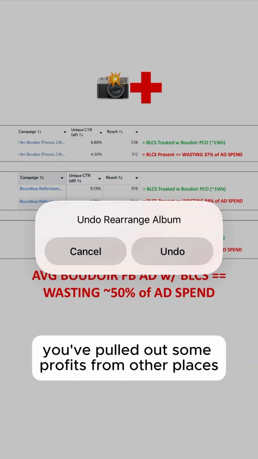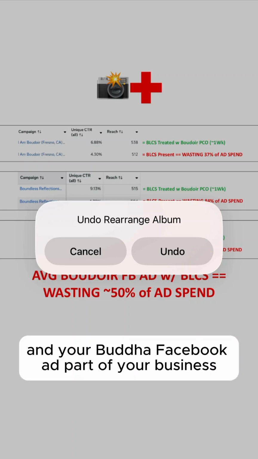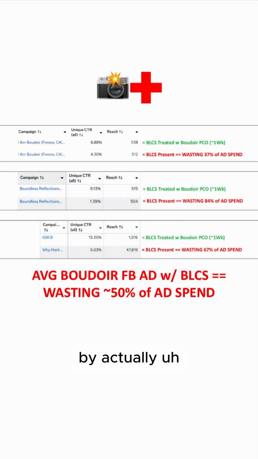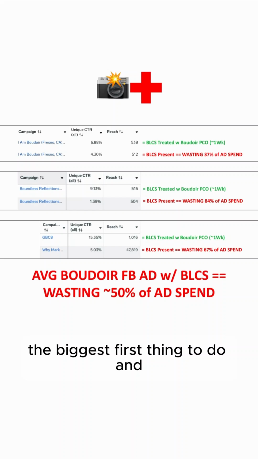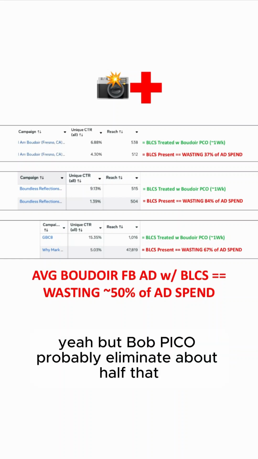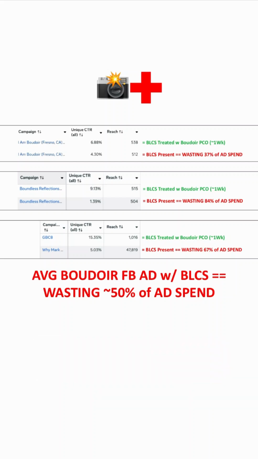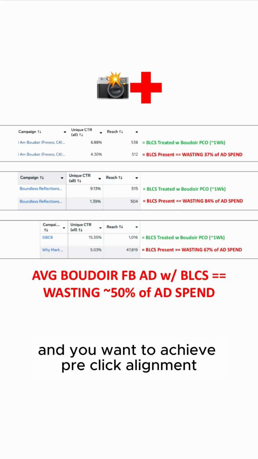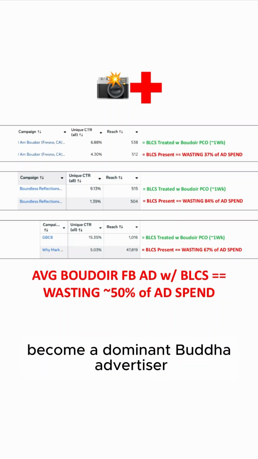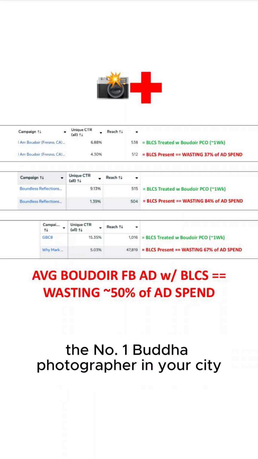So you've pulled out some profits from other places, optimized stuff there, and now you decide you're ready to do it in your Boudoir Facebook ad part of your business, by plugging these leaks, which is the biggest first thing to do, and spend more than 10K a month. So on average, Boudoir Pico probably eliminates about half that, about 5K a month approximately, in wasted Facebook ad spend. Put that back into your pocket. You don't have to spend it anymore. Approximately 60K over the next 12 months. And so you want that, and you want to achieve pre-click alignment, become a dominant Boudoir advertiser with Boudoir Brain Entry Boost, because that's what you need on your journey to become the number one boudoir photographer in your city.